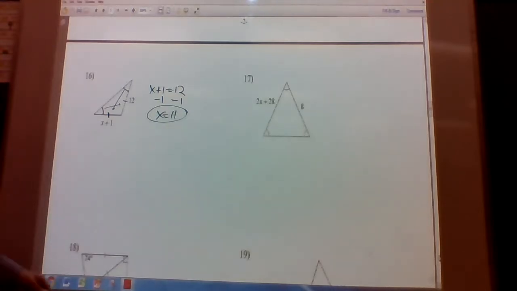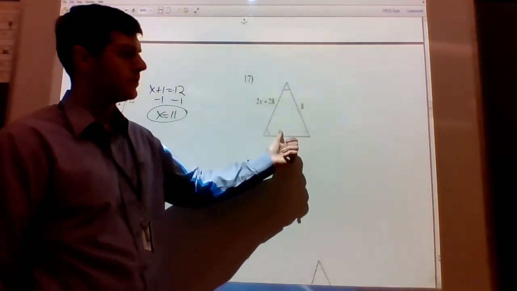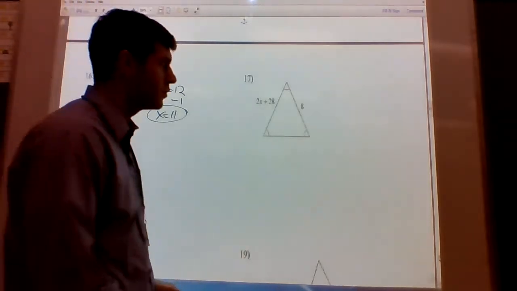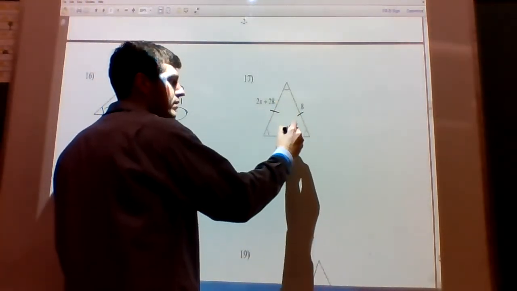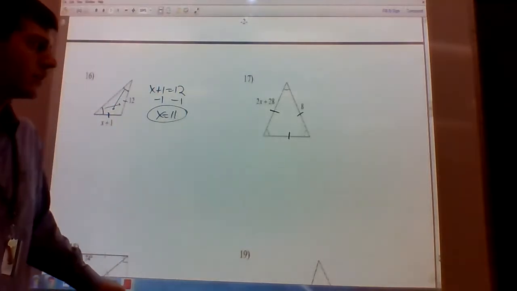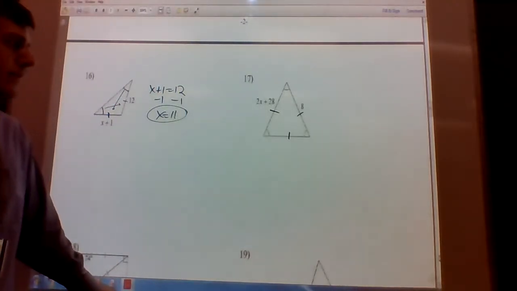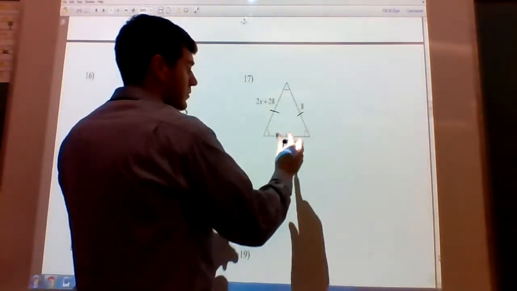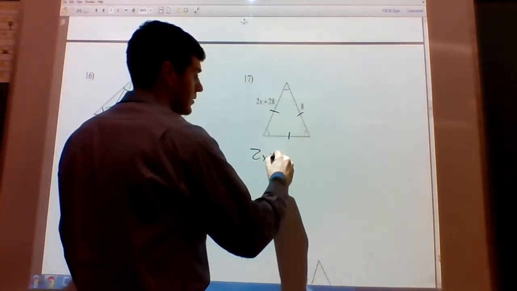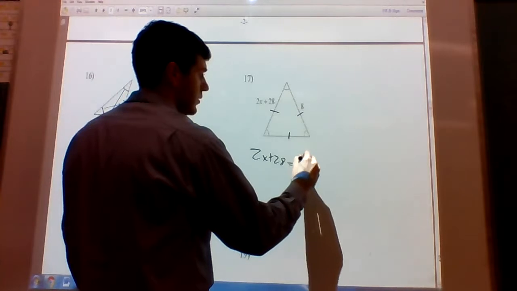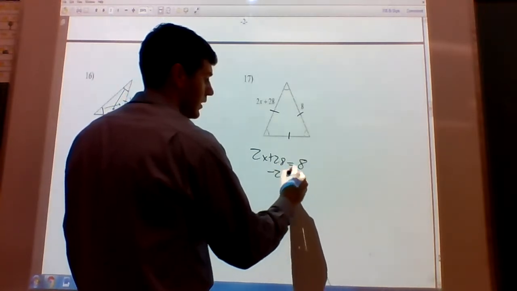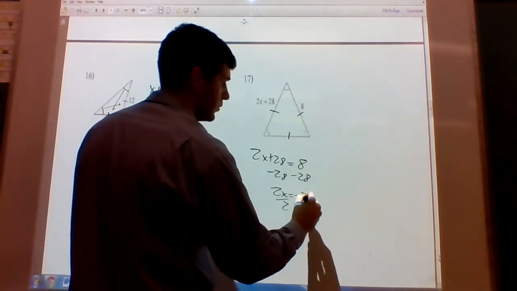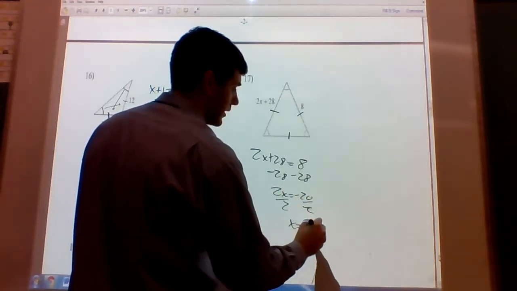Here we have an equiangular triangle. And we know that if we have an equiangular triangle, we have an equilateral triangle. So if all the angles are the same, we know all the sides are going to be the same. So if these two sides are the same length, 2x plus 28 is going to equal 8. Subtract 28 from both sides. 2x is going to be negative 20, divided by 2. X is going to be negative 10.